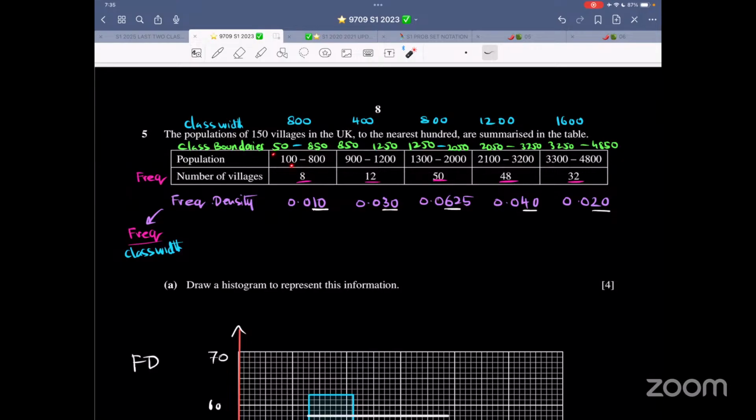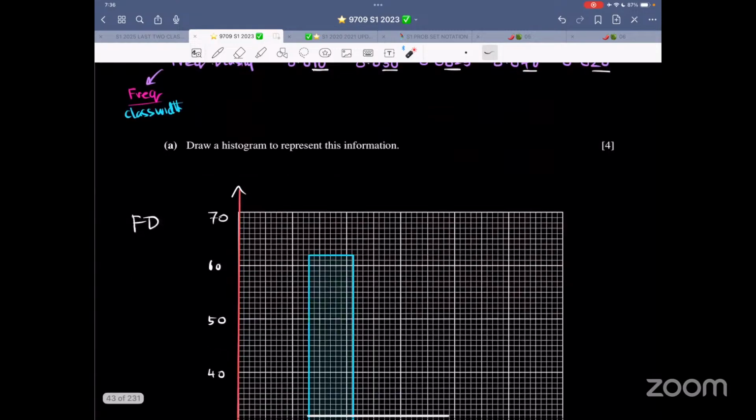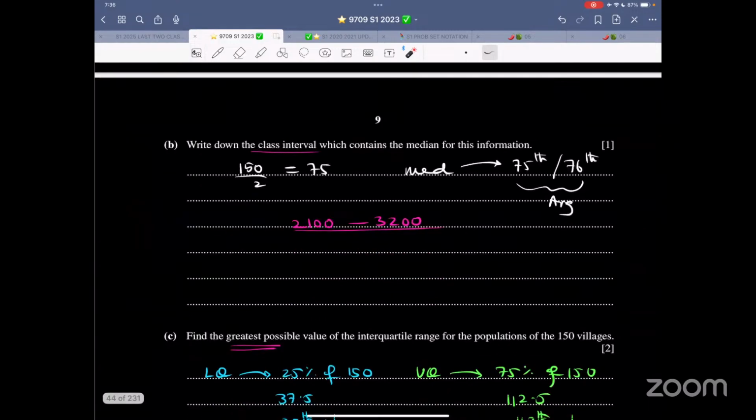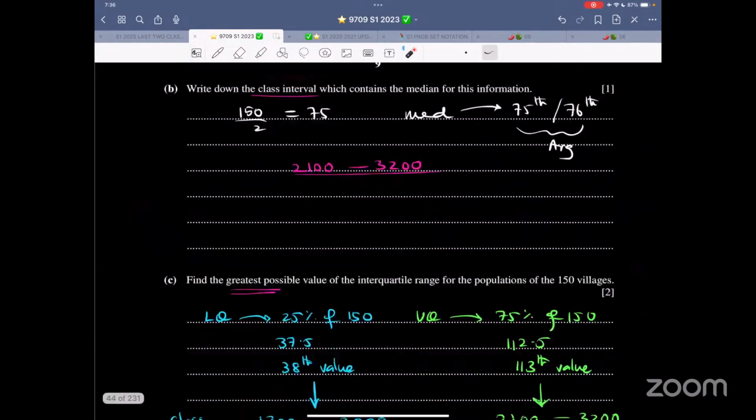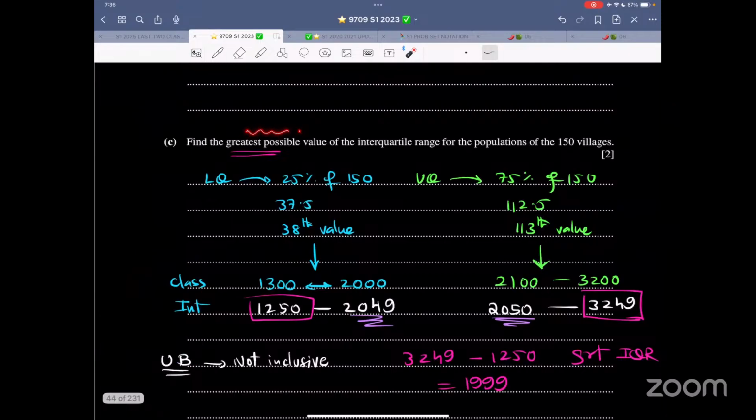100 becomes 50. 800 becomes 850. 900 becomes 850. 1200 becomes 1250. 2000 becomes 2050. 3200 becomes 3250, and so on. Now we have the class boundaries. Why do we need the class boundaries? I should have studied further that it is about histogram. It is about something to do with the class interval, something with the greatest possible value.